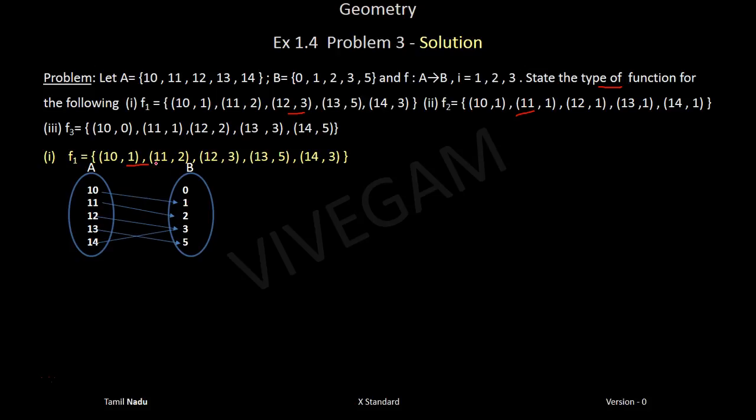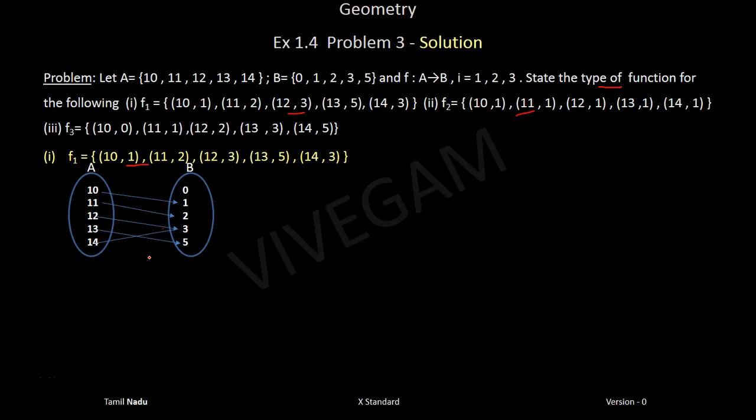Then draw an arrow. Okay, that is mapping. So 11 is mapped to 2. Okay, that's a function here. This 12 3, so 12 is mapped to 3. And 13 5, so 13 is mapped to 5 through an arrow. Okay, then 14 3, so 14 is mapped to 3 using an arrow. So this is an arrow diagram.